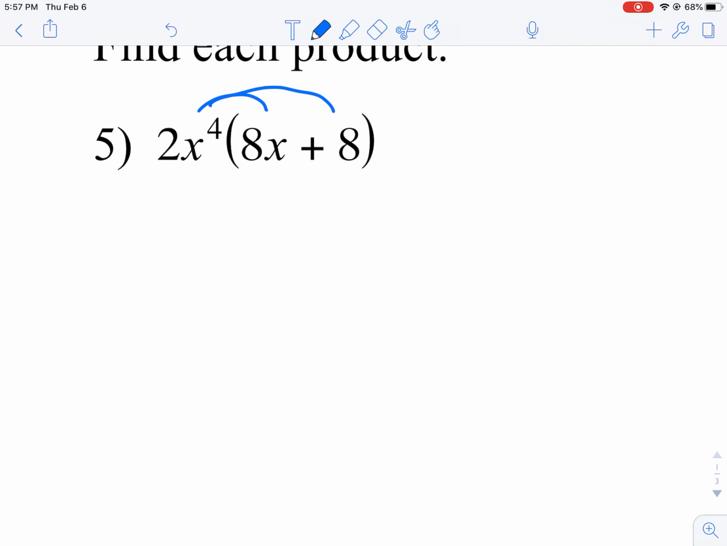So 2 times 8 gives me 16. X to the fourth times x to the first gives me x to the fifth. That's the first term. And then 2x to the fourth times a positive 8 gives me 16x to the fourth.